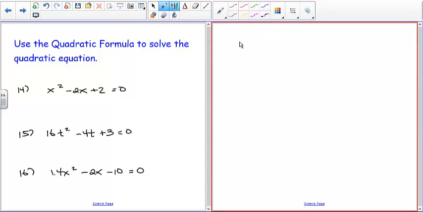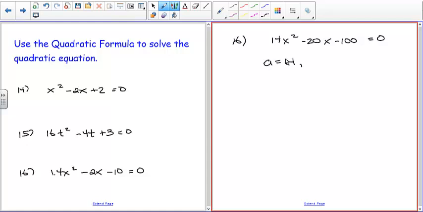Okay, so the last problem is 16. And what I'm going to do is convert this. I'm going to multiply everything by 10. So 1.4 becomes 14. 2 times 10 is 20. And 10 times 10 is 100. Why did I do this? It has the same zeros because I could factor the 10 back out. But it's just easier to deal with whole numbers or integers.